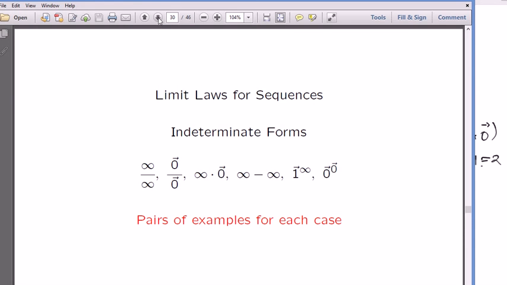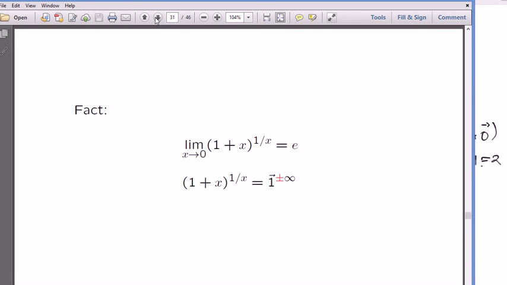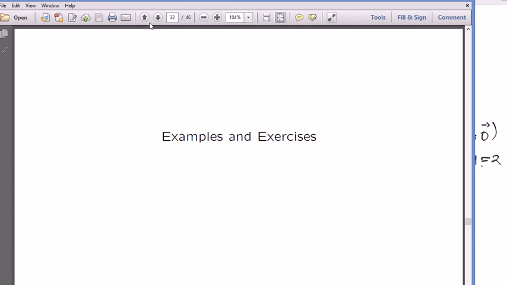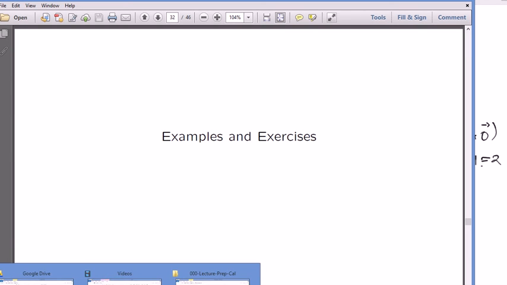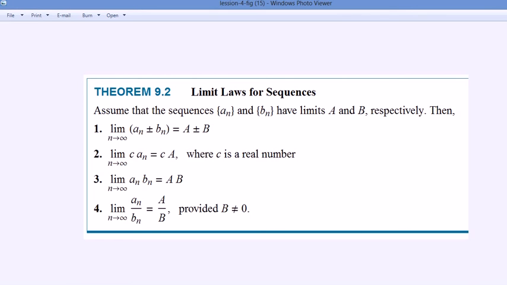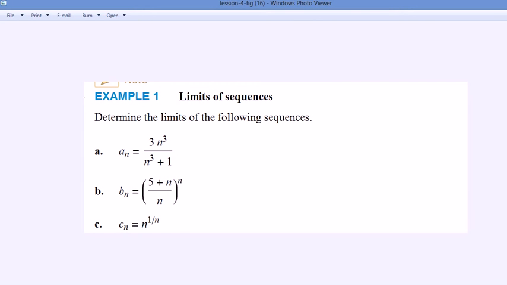All right? Any question before we move on? All right. Let's see what kind of example I have there. All right. These are limits of sequences. And you say a_n, right? Is it an indeterminate form, or can we use limit laws?